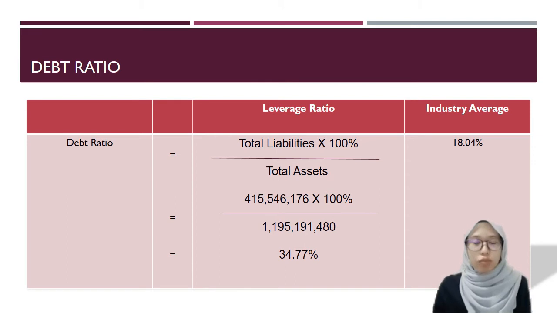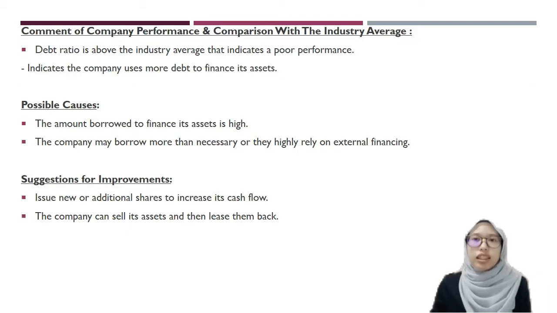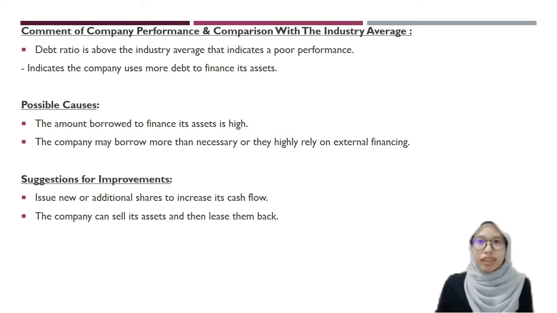That indicates a poor performance. We also can see that the debt ratio of Glomac Berhad is 34.77%, which is higher compared to the industry average of 18.04%. That indicates the company uses more debt to finance its asset. It also shows that the higher leverage implies a high financial risk of the company.